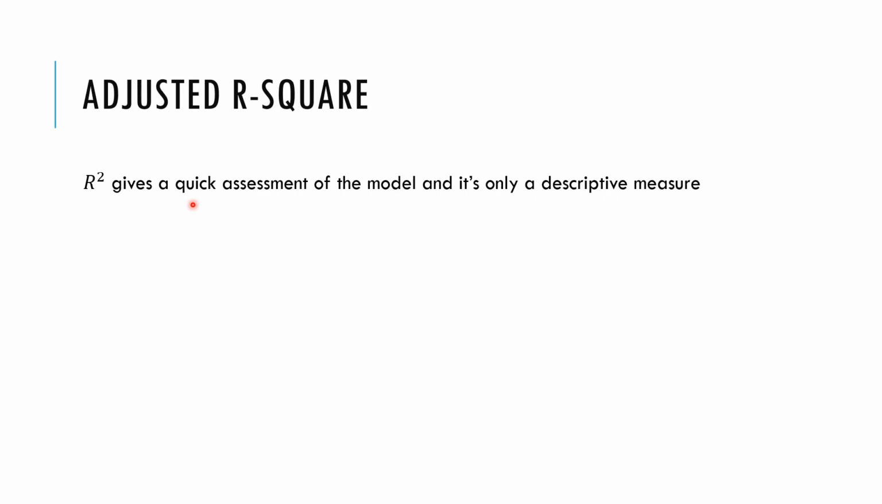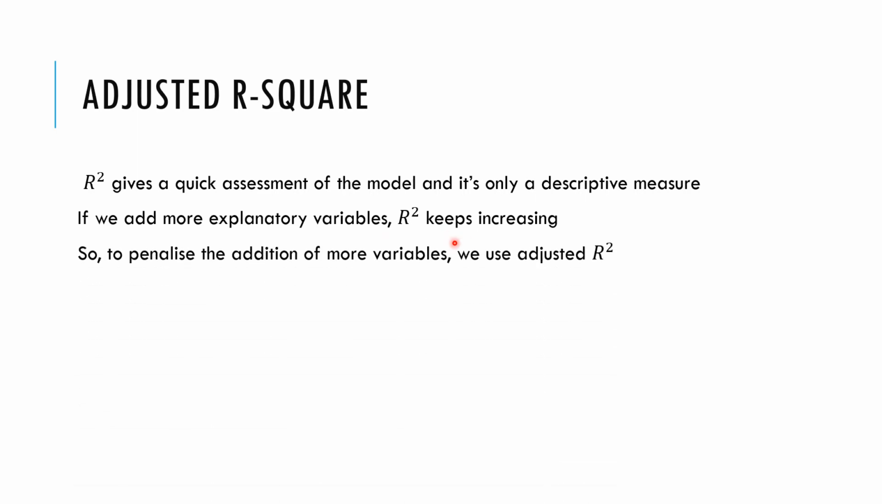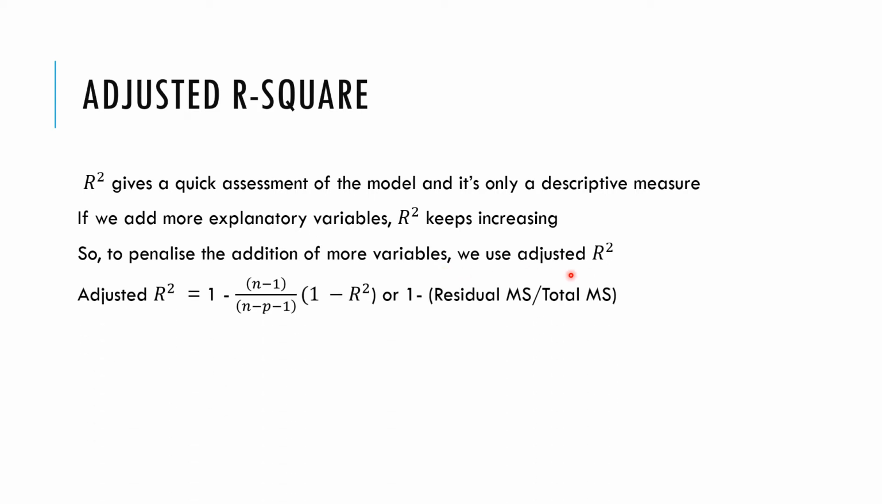Again, R square gives a quick assessment of the model, and it is only a descriptive measure. If we add more explanatory variables, that is independent variables, R square keeps increasing. That's what we just said. So to penalize the addition of more predictor variables, we use adjusted R square. How do we calculate adjusted R square?